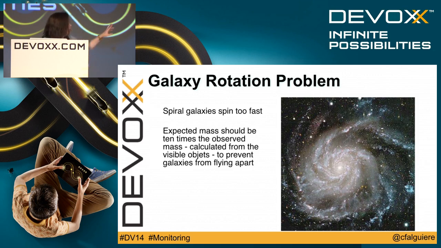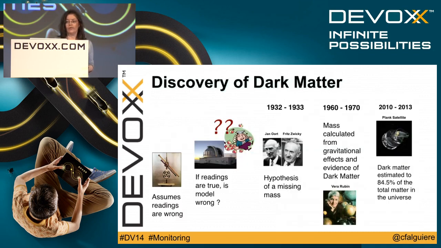So the problem is the galaxy, here the image is fixed, but actually it spins around the center, and it spins too fast according to the model. So I will not go into details, and if you want more details, you can go to Wikipedia and find other explanations. What is interesting is how they discovered dark matter. That is one of the more exciting things in physics.